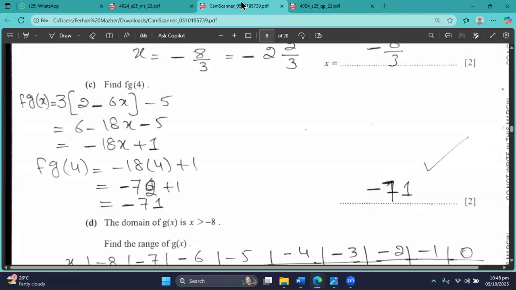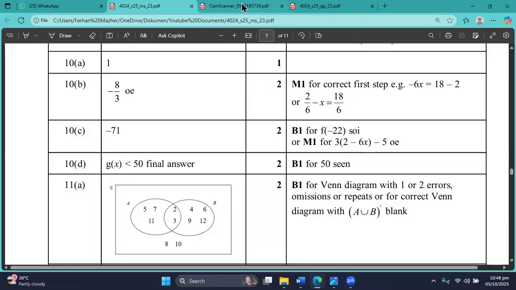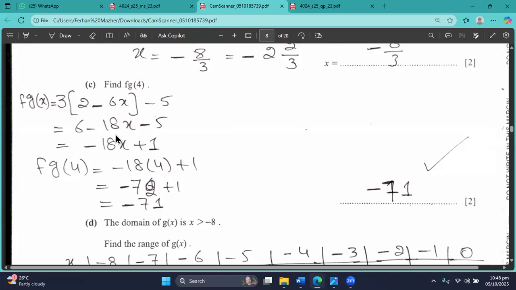Okay. So it will be 3(2 minus 6x) minus 5. So that will be 6 minus 18x minus 5. That is minus 18x plus 1. So f g of 4, that will be in the place of x, now put 4. So it will be minus 18 into 4 plus 1. So that's minus 72 plus 1. That's minus 71. So minus 71 is the answer, sir. This is a little higher level. I hope you understand.